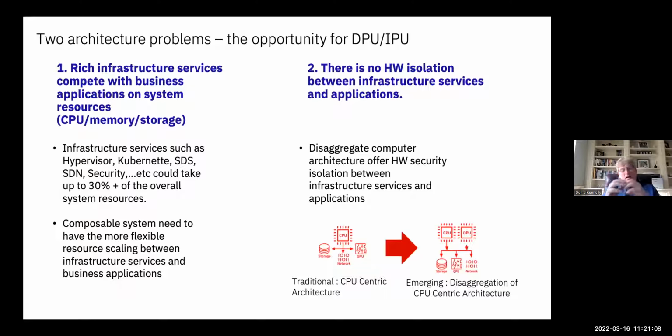And how do we make sure we have composable systems with more flexible resource scaling between these infrastructure services, of which we need to add more to give a lot of these capabilities? I mean, we're not done. There's more and more we're adding every day, and these business applications. That's a critical piece of where I think DPUs, et cetera, have a major role to play.